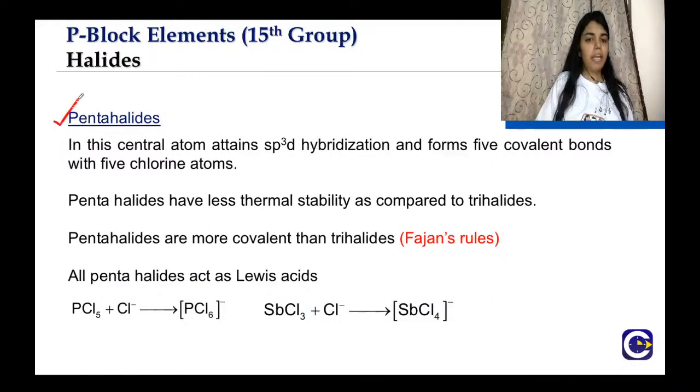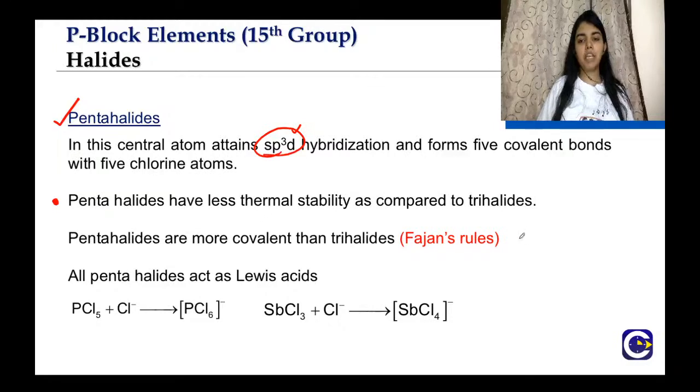Now coming on to the pentahalides. So in pentahalides, we have seen that the hybridization is sp3d, trigonal bipyramidal, and in trihalides it was sp3, that is tetrahedral. And in pentahalides, there are 5 covalent bonds being formed. Now this is important: pentahalides have less thermal stability compared to the trihalides. That means pentahalides decompose on heating. Pentahalides, if you see, are more covalent than the trihalides.